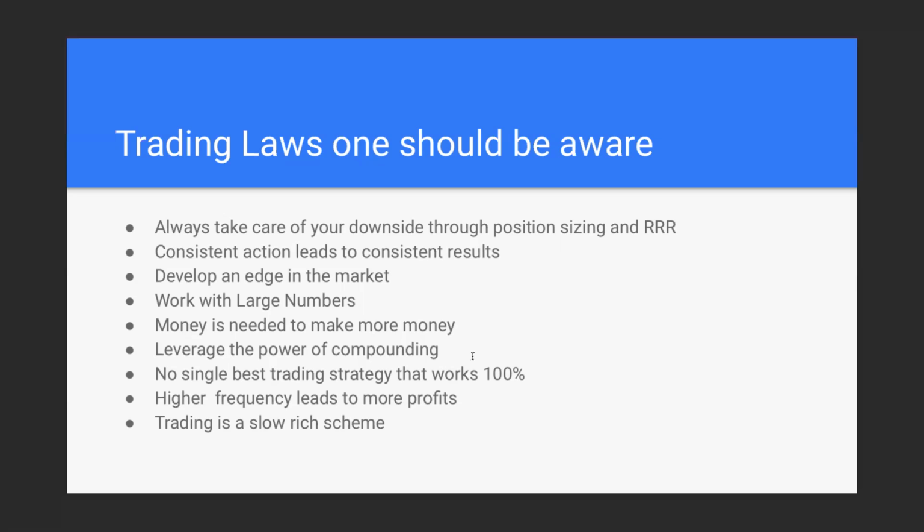Second thing he thinks is consistent action leads to consistent results. That means he's always trying to be consistent with his actions. What I mean by that is, even this happened to me when I started out. I used to put position sizing for some of them, and for some of them, like Google earning results or Apple earning results, I never used to do position sizing.